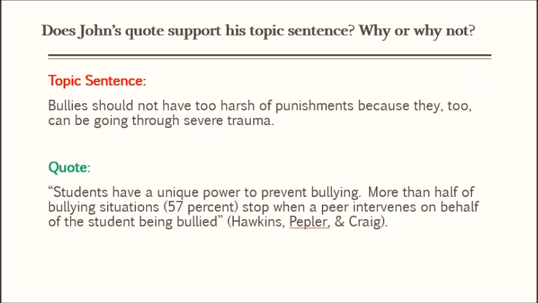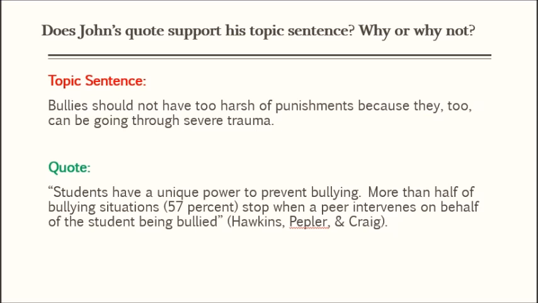So let's look at this topic sentence here. Bullies should not have too harsh of punishments because they too can be going through severe trauma. Now I want you to ask yourself whether this quote backs up that topic sentence. Students have a unique power to prevent bullying. More than half of bullying students stop when a peer intervenes on behalf of the student being bullied. Now that quote does not back up the idea that bullies shouldn't be punished because they're going through trauma. It relates to bullying, but it doesn't back up that topic sentence.